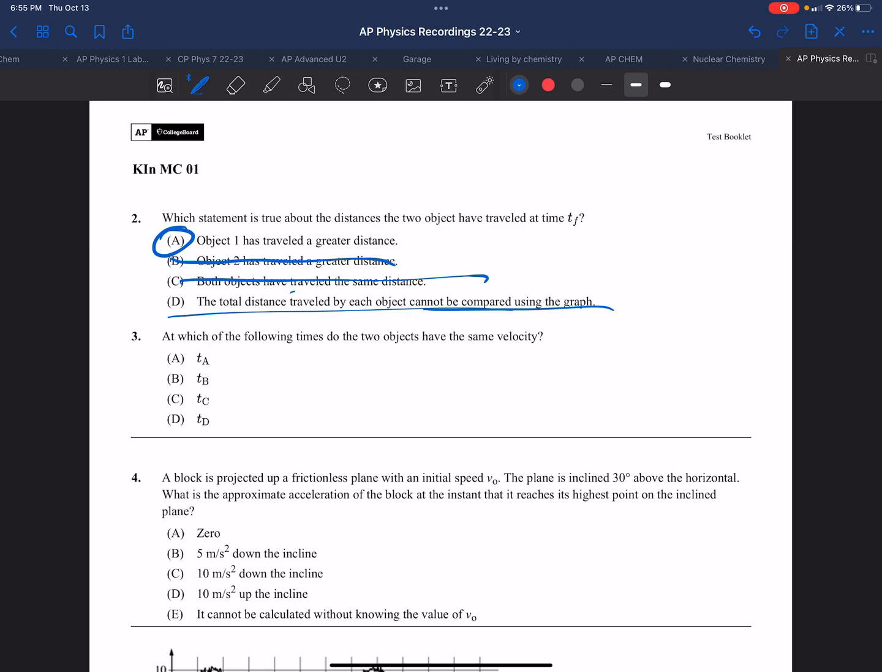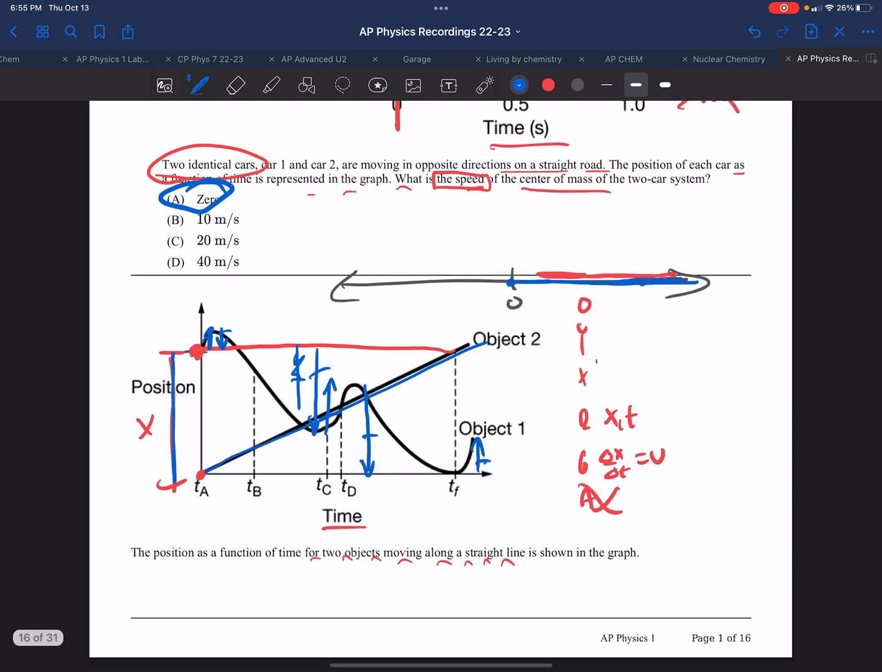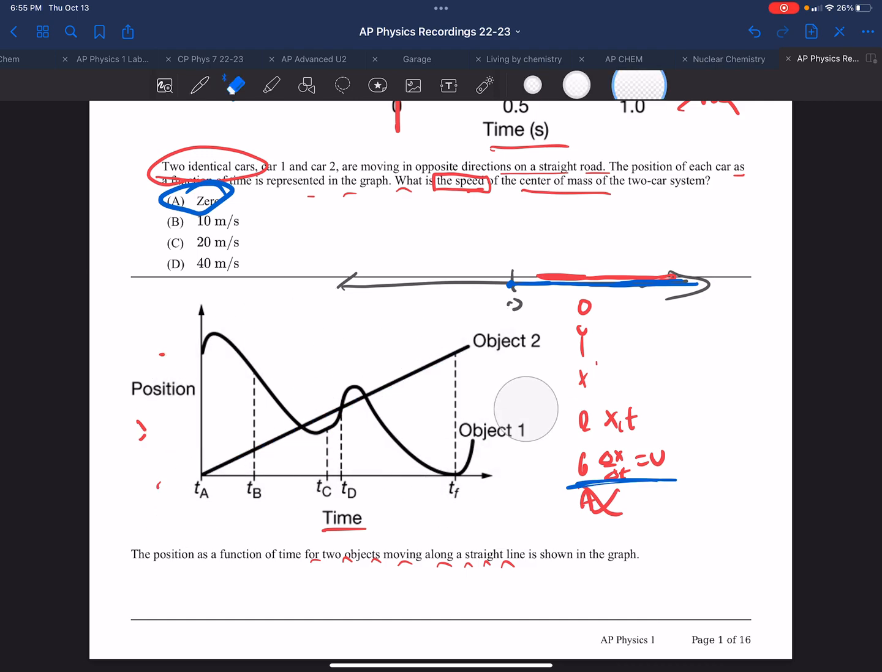And the next question, do the two objects have the same velocity? Well, velocity is the slope. The velocity is the slope. So let's clean this out. Now, what we know about object 2 is it has the same slope at every instant in time. So we're looking for a slope on the other graph that is similar to it.